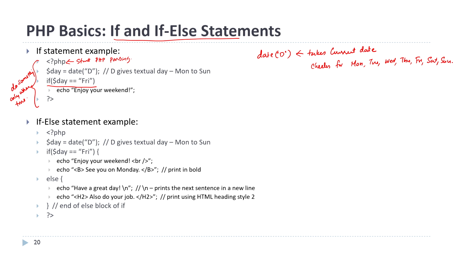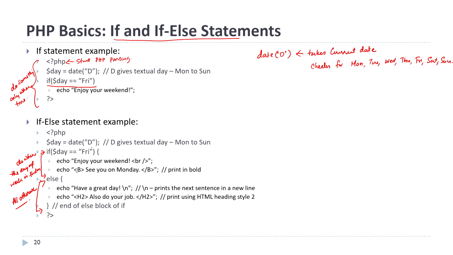An if else example is this. Again, the same date function. If $day is equal to Friday, enjoy your weekend. This is what to do when the day of week is Friday. When it returns Friday, print this. Else, in all other cases, print have a great day, do your job.